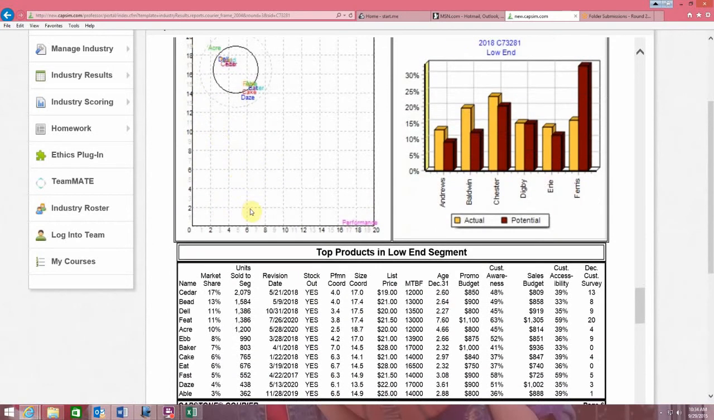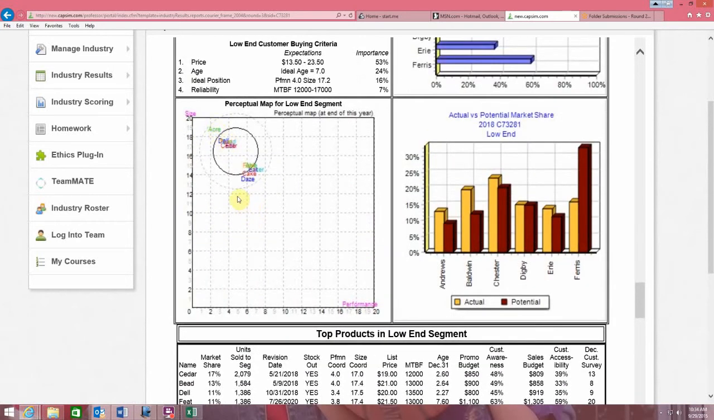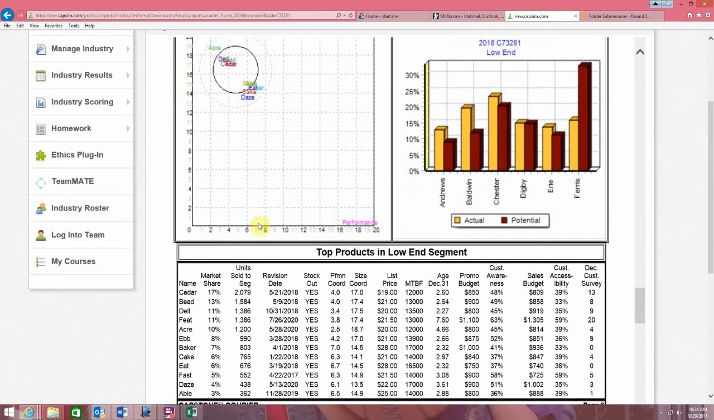Some of the low-end products are leaving. Acres is about toast, but it still sold quite a bit. These ones are all clustered here, and then you've got the ones that are maybe coming in, maybe not. They're traditional ones that might be moving backwards. So Chester kind of dominated, other than Ferris. But Andrews, Baldwin, Chester, and Erie to a lesser extent really took advantage of Ferris's inability to meet the potential.